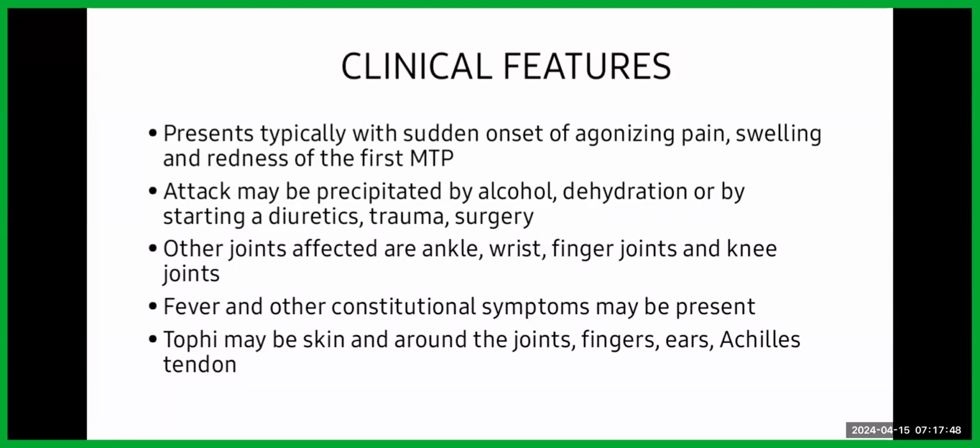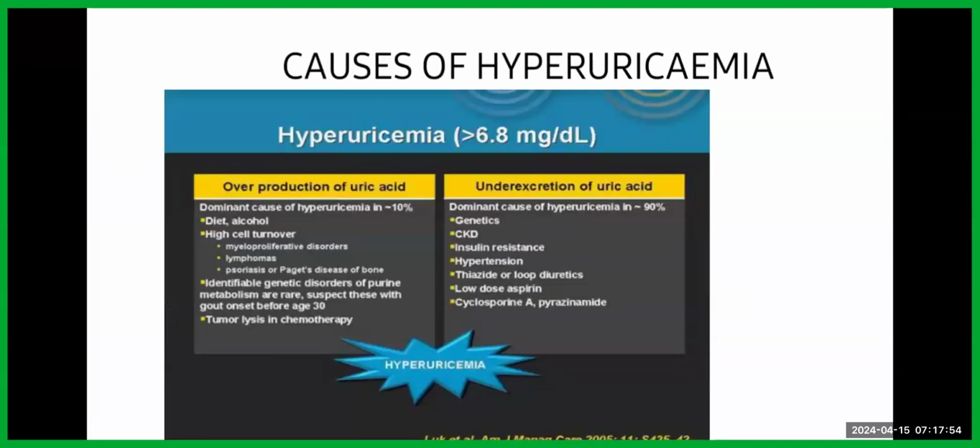Fever and other constitutional symptoms may be present, just like in our index patient. Tophi may be seen in the skin and around the joints, fingers, ears, or Achilles tendon, as some of the images highlight. So these are briefly the causes of hyperuricemia. They are not exhaustive; there are a lot of them. But again, as we said, underexcretion of uric acid is the commonest, more than 90%.